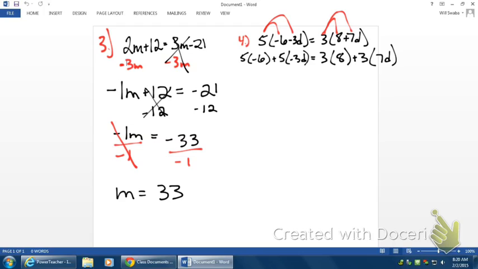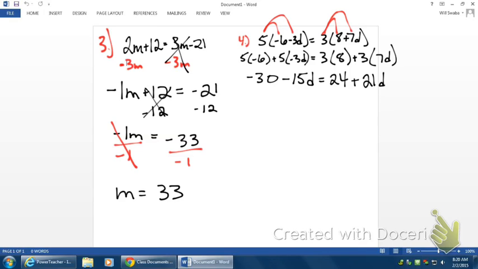Yes? That is going to give me a negative 30. 5 times a negative 3D is going to give me what? Negative 15D. Yes. Make sure you're not messing with that variable. Okay, you're not messing with that right now. Is equal to 3 times 8 is going to give me 24. And 3 times 7D is going to give me 21D. We are on a roll.